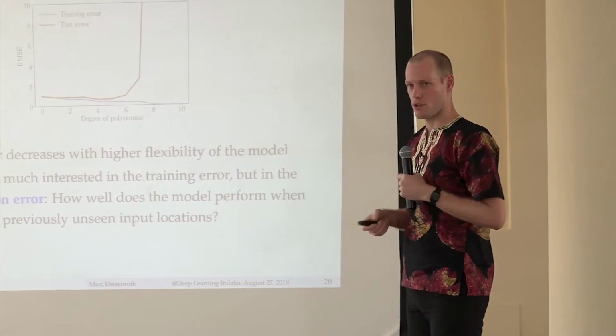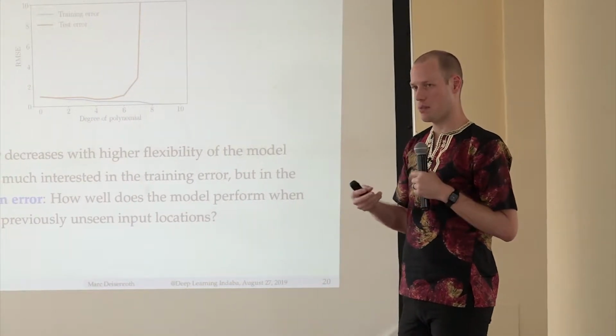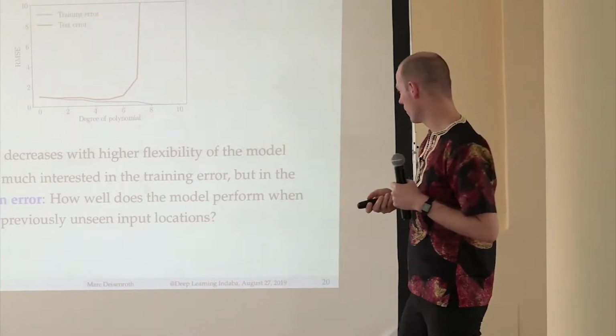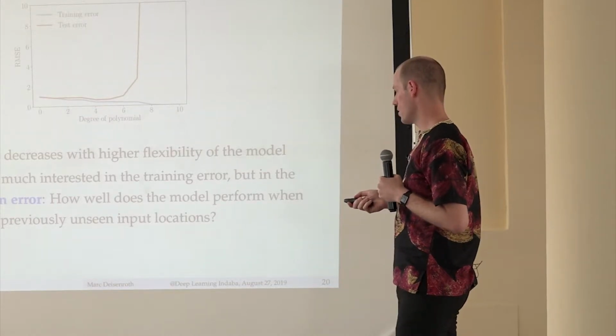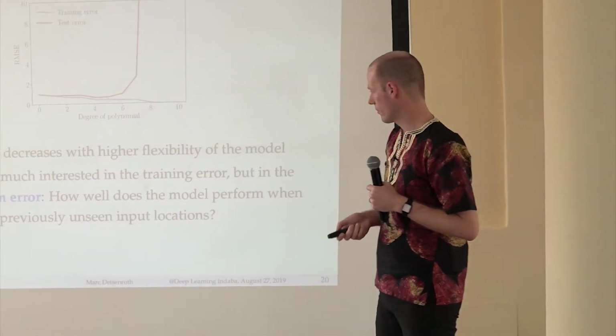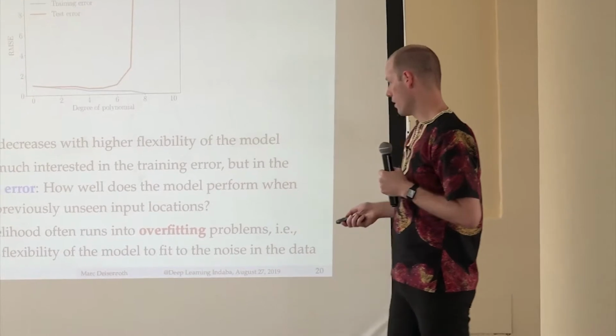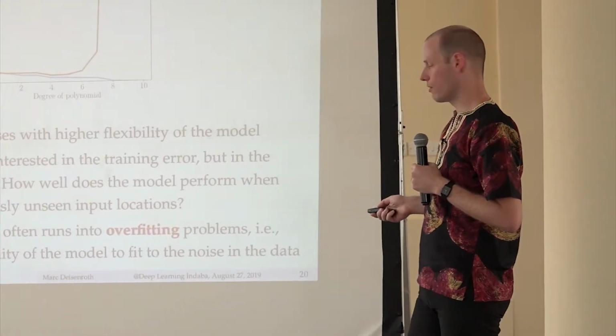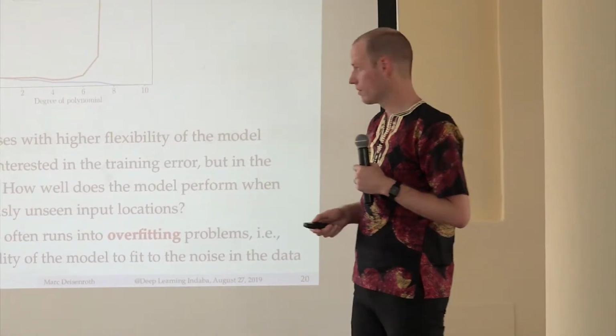So we're not interested in the training error. The training error is an indicator, but actually a bad indicator at some point. We're interested in the generalization performance, which tells us how the model performs on data sets that we have not seen. And as you already said, maximum likelihood runs into overfitting problems.